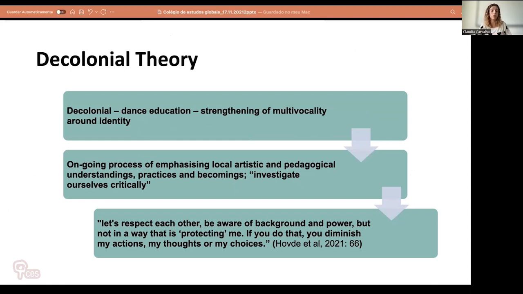So the goal was to understand better this ongoing process of emphasizing local artistic and pedagogical understandings, practices, and becomings, and to investigate the people who are making the research happen, but also the ones who were different participants in the process. So at the same time, they were reflecting about their own research work, but they were also trying to integrate different types of participants in the process.